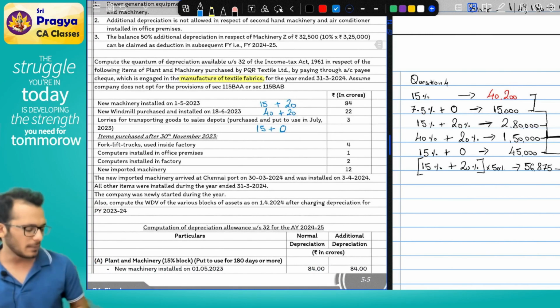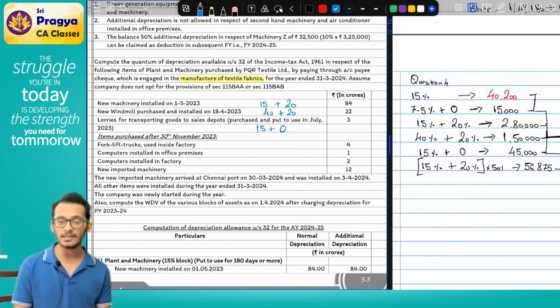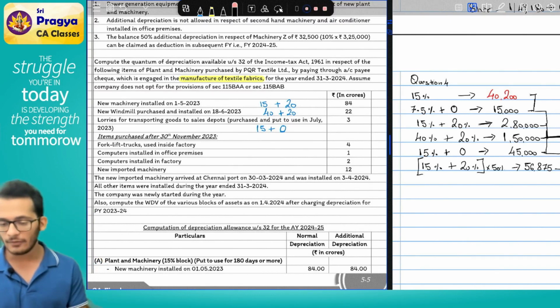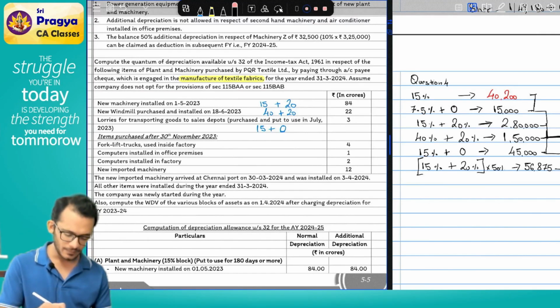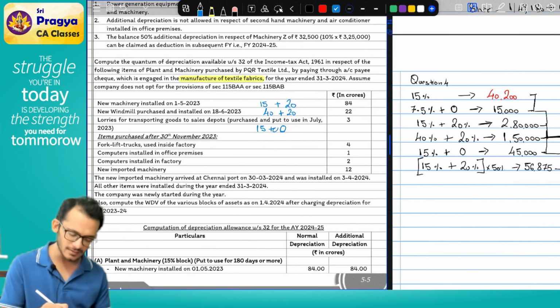Next, there are some items which you have purchased after 30th November, which means these items will be used for less than 180 days. First item is given as a forklift. Forklift, now motor vehicles. Depreciation rate is 15%. Will you get additional depreciation, Rahul? Yes. How much?